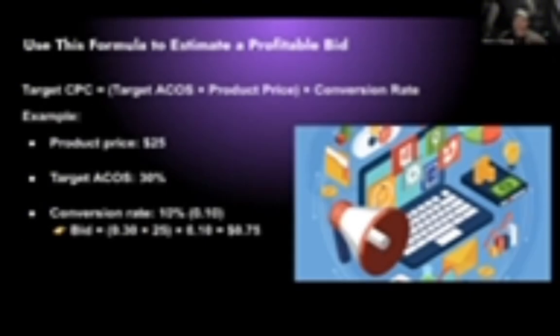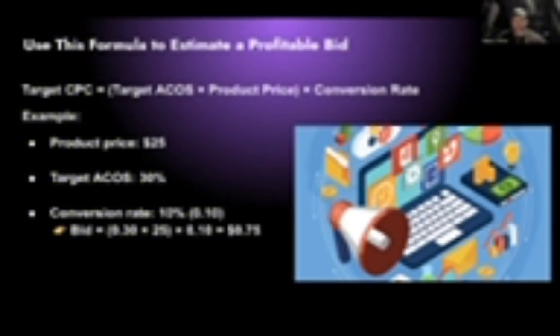Something you guys can use to estimate a profitable bid. So I have the target cost per click equals your target ACoS times the product price times your conversion rate, right? So I have an example here. Your product price is $25. Your target ACoS would be 30%, right? Your conversion rate for that product, say it's 10%. So your bid would be 30 cents times 25, which is your product cost, and then times your conversion rate. So you have a 75-cent bid.